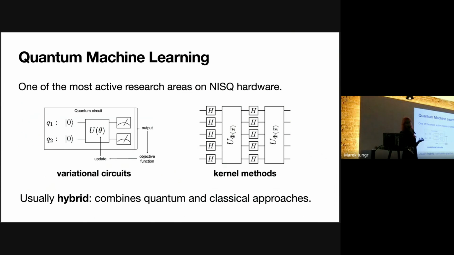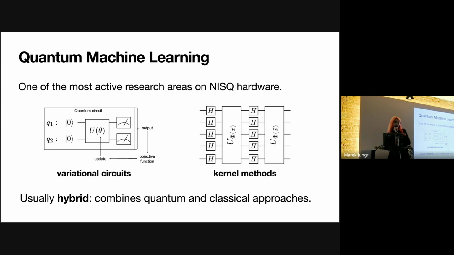So much talking and not yet a mention of quantum machine learning. Why is quantum machine learning currently a very active research area on this NISQ hardware? Because we have these quantum computers, which are these NISQ devices, and the question is what we can do with them. And one of the research areas is, can we do something called quantum machine learning?